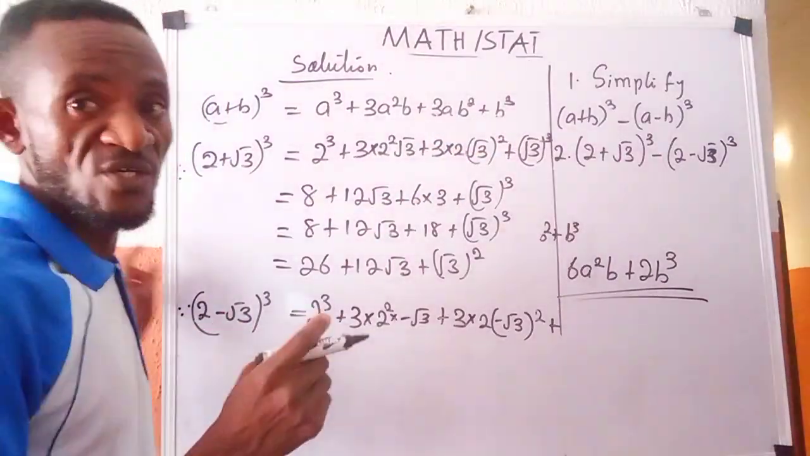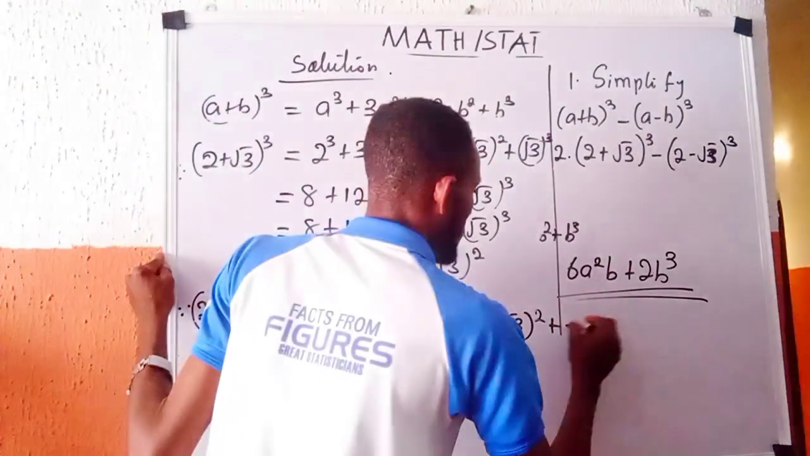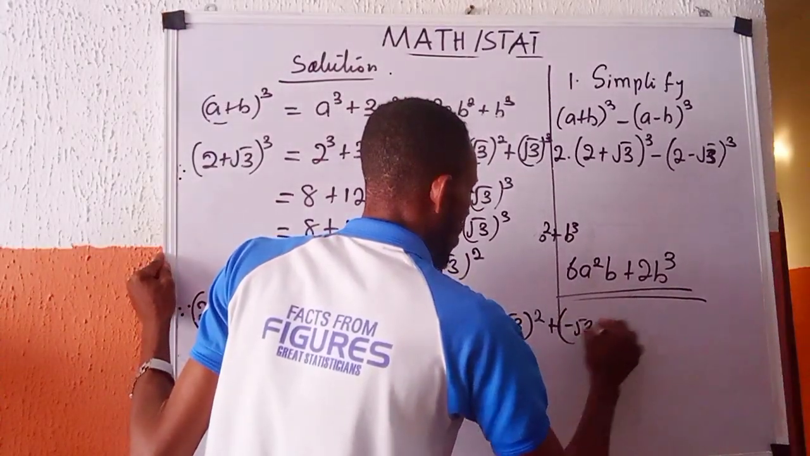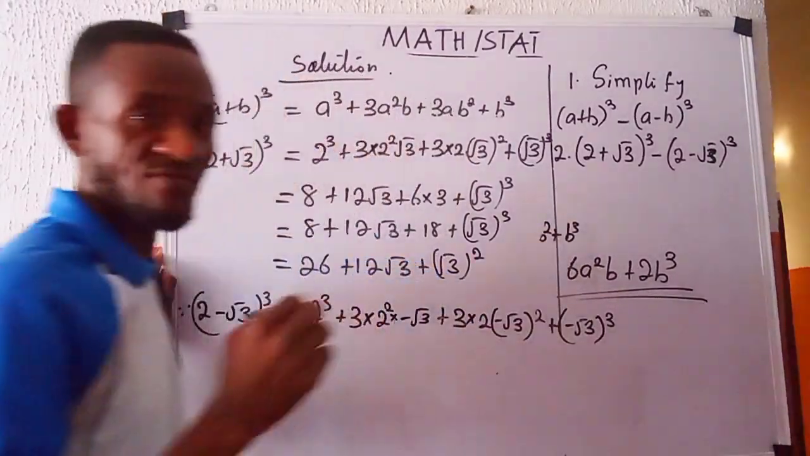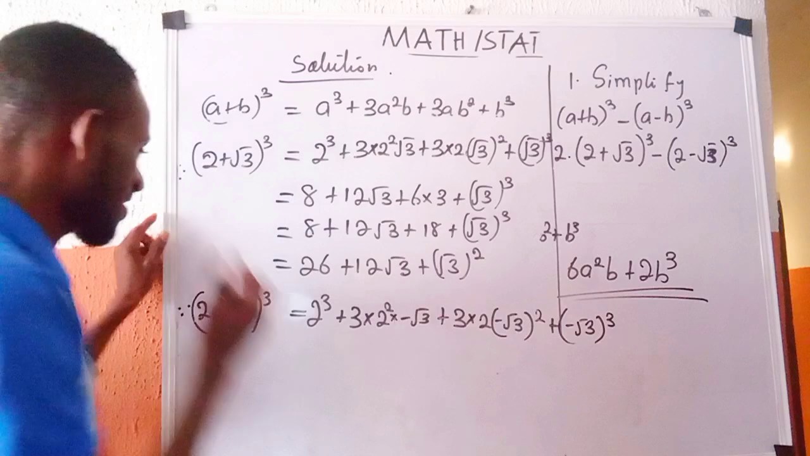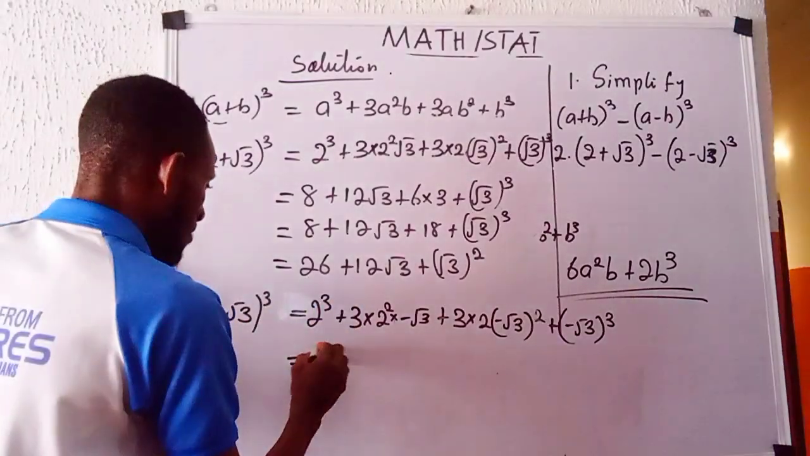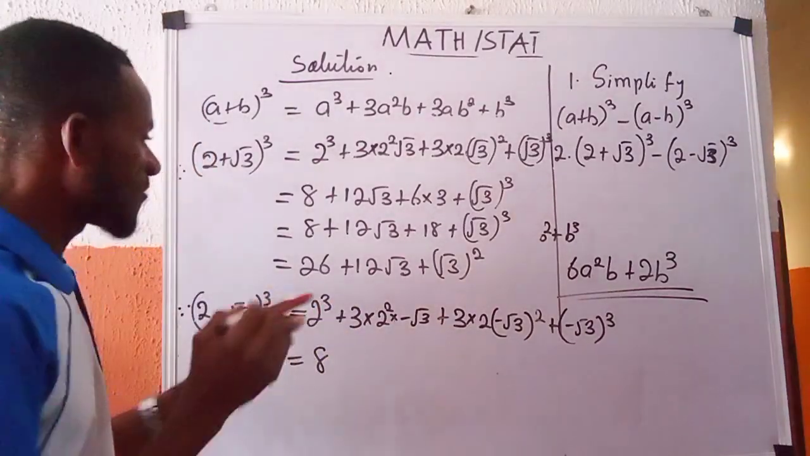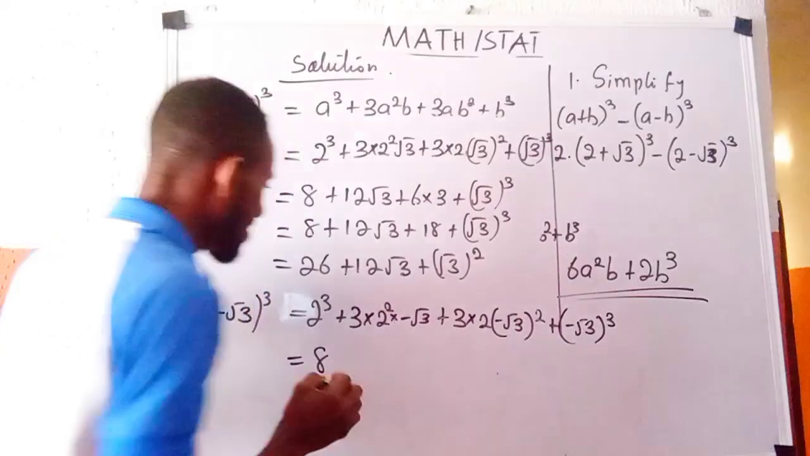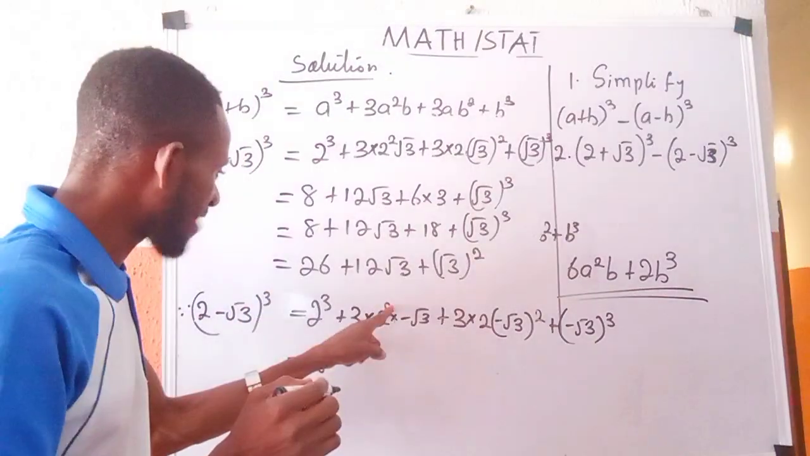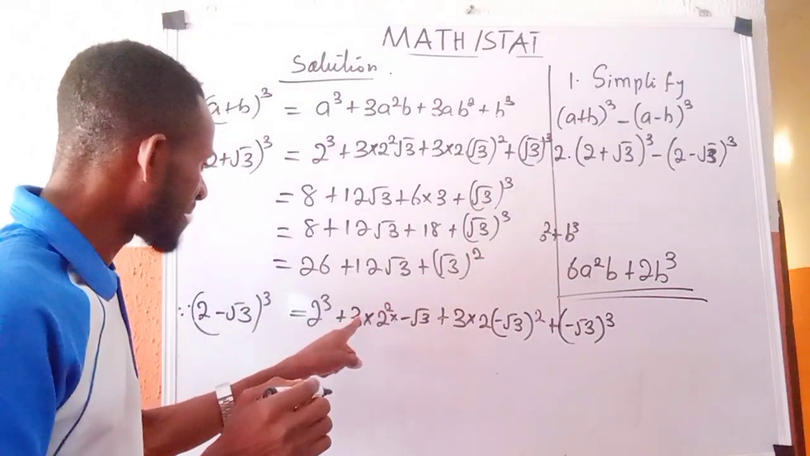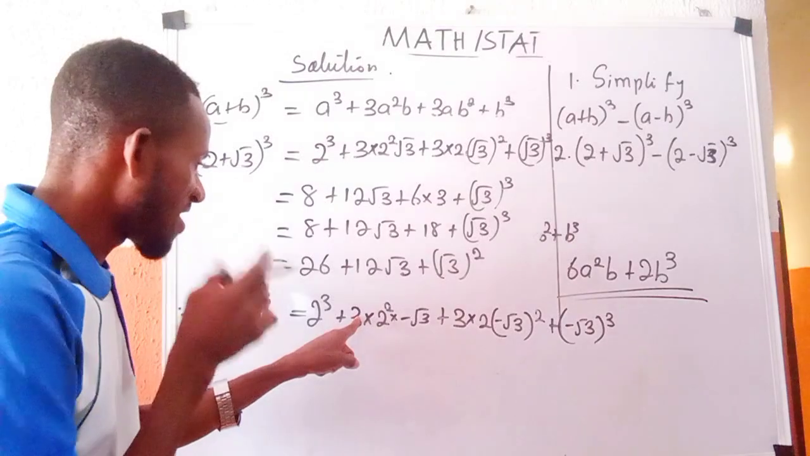Is minus root 3. So I have minus root 3 all raised to power 3. That's what I have there. Then I return back. So this becomes 8. Then if you come here, of course, here you have 2 raised to power 2 is 4, times this is going to give you 12.